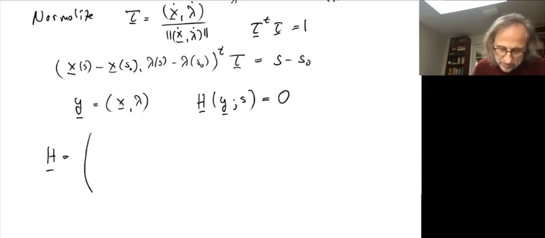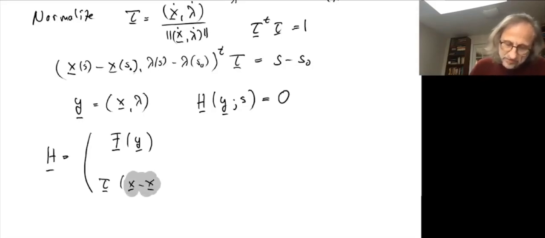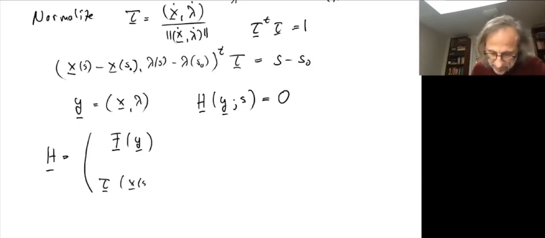on the one hand, we require that the point is on that branch. So f of y must be 0. And at the same time, we need that point to be on that vertical perpendicular plane. So we get tau times x of s minus x of s0, lambda of s minus lambda of s0.